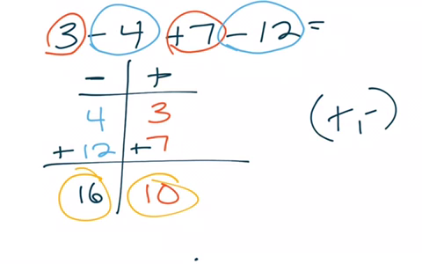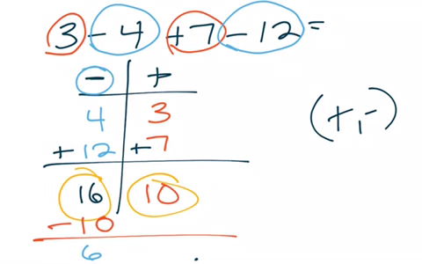We're going to take the smaller number from the bigger number, which leaves me with 6 on the negative side of the chart. So our answer for this one is negative 6. This is a quick way to separate integers and to add or subtract them.